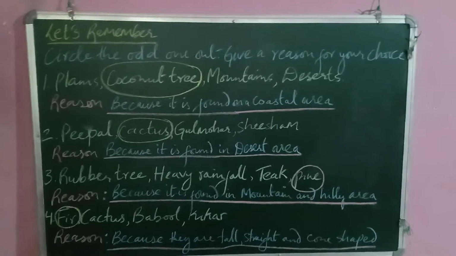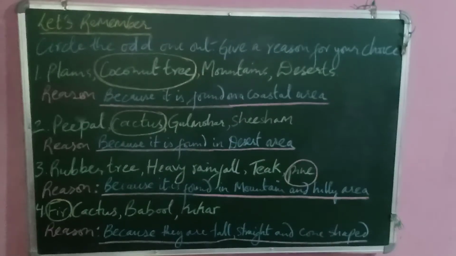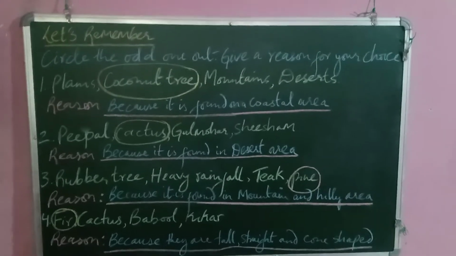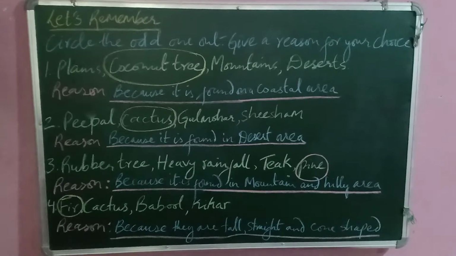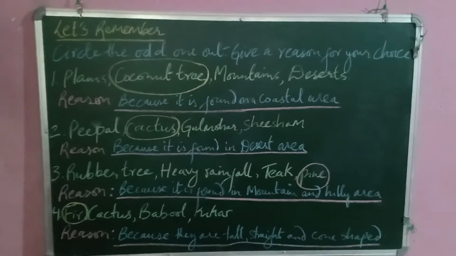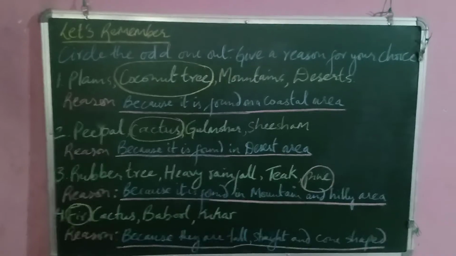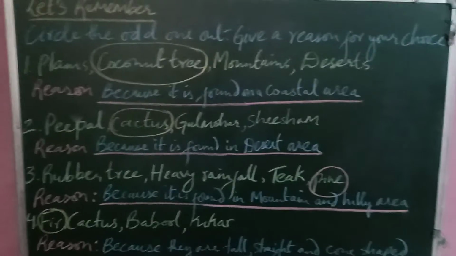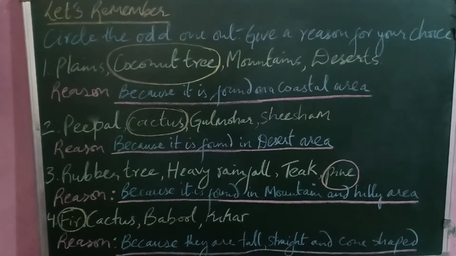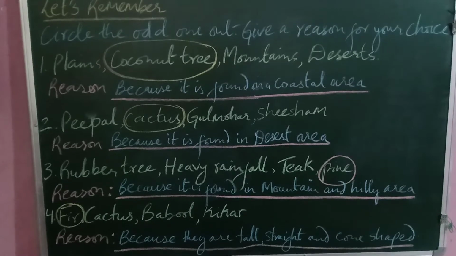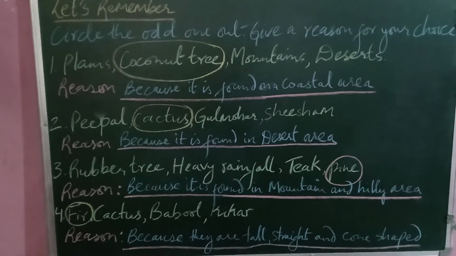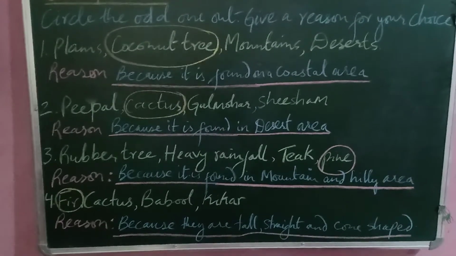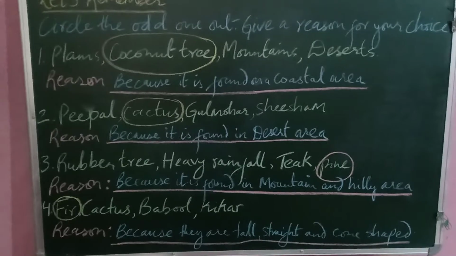Moving on, so the next thing we have here is, let's remember, circle the odd one out and give a reason for your choice. So the first one is palms, coconut tree, mountains and deserts. So coconut tree is the odd one here, and you have to give a reason for that also. So I have written here, because it is found in a coastal area. And question number 2, people, cactus, gulmohar and sesame. So cactus is the odd one here. Why? Because it is found in the desert area.